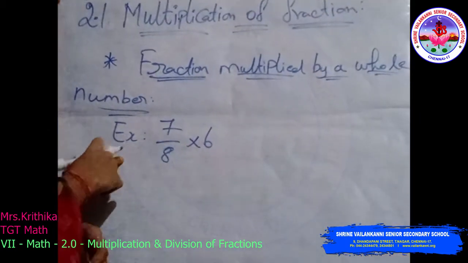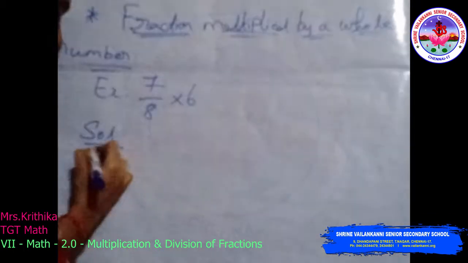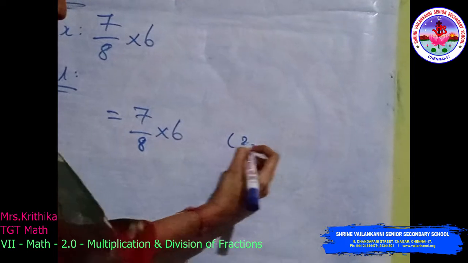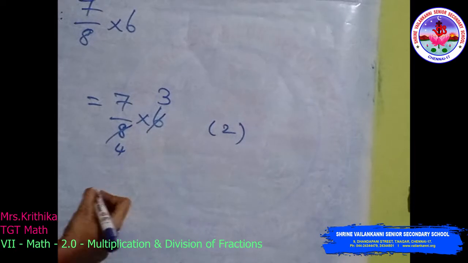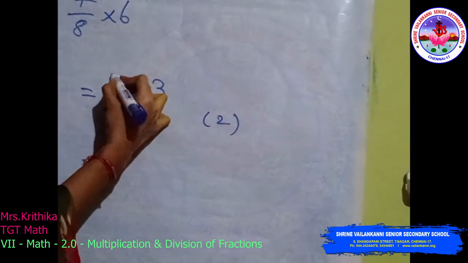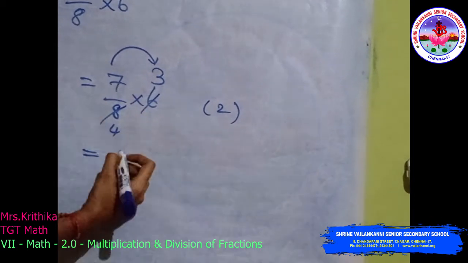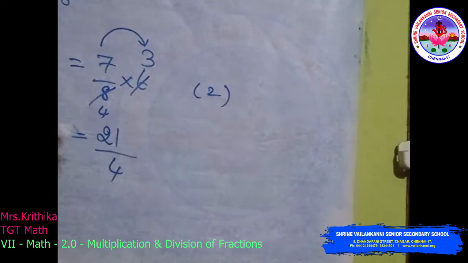The next sum is 7 by 8 into 6. Solution: 7 by 8 into 6. Here, using cancel out, the common factor is 2. You can cancel out. This is 4 times, this is 3 times. Now you can multiply these two. 7 3s are 21, divided by 4. The denominator is 4.